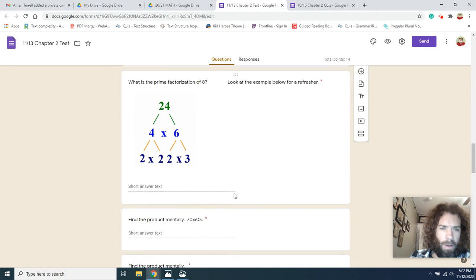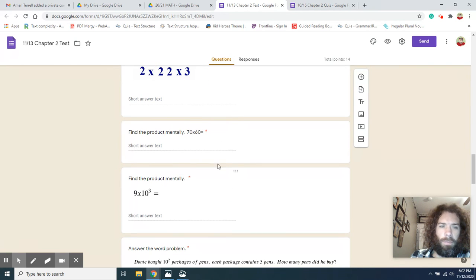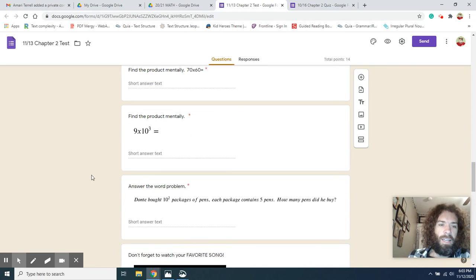Yeah, there we go. All right, so now we're going to find the product mentally. So remember, mental means your mind. This one you should be able to do without turning on your brain. 70 times 60. Just remember my trick. Forget the zeros, do that multiplication, and then add the zeros back in. Bing, bang, boom, you're going to be fine. And then here's one more to do mentally, okay?